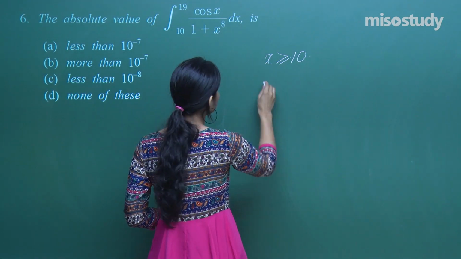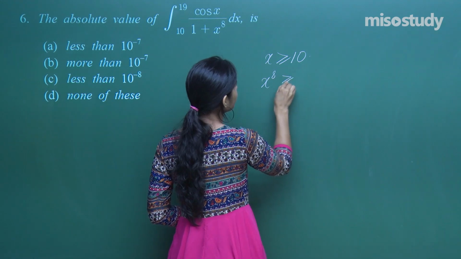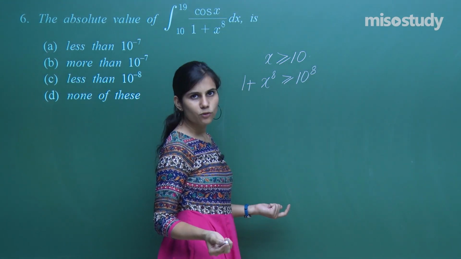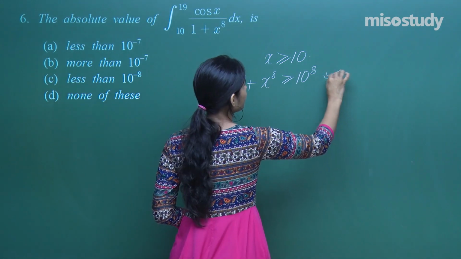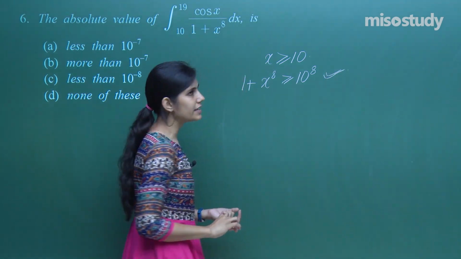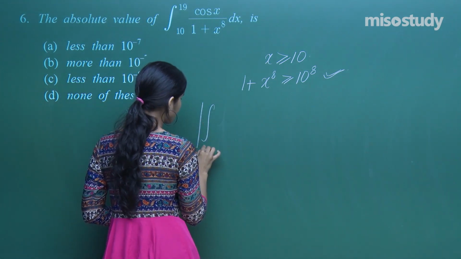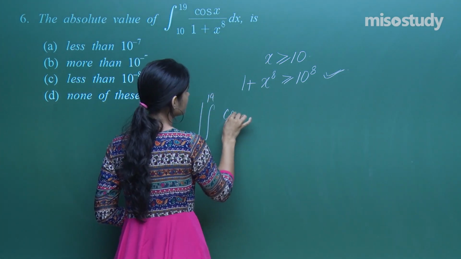Greater than or equal to 10 means what? x to the power 8 will be greater than or equal to 10 to the power 8. Obviously, if I add 1 to it, again the inequality holds. So this is something that you already have. Now over here you need to find the absolute value of this expression, meaning you need to find this.